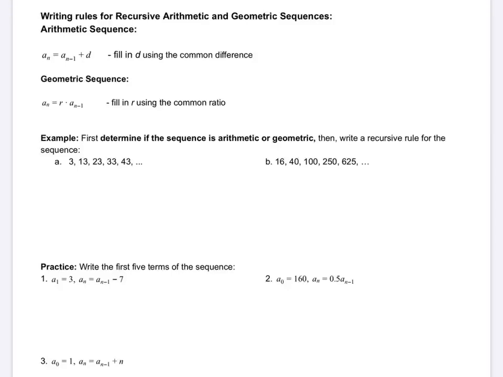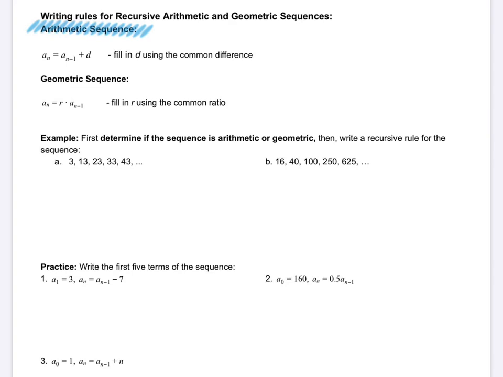Okay guys, so continuing with our recursive sequences here, we have two commonly seen recursive sequences up top, and we have seen really both of these just as our regular equations or explicit formulas.